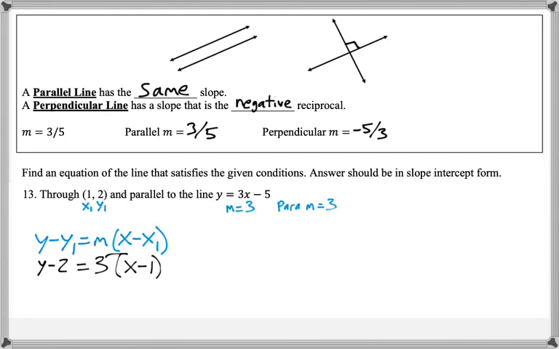Then I want to distribute that 3 and then add 2 to both sides. So my final answer is y is equal to 3x minus 1.